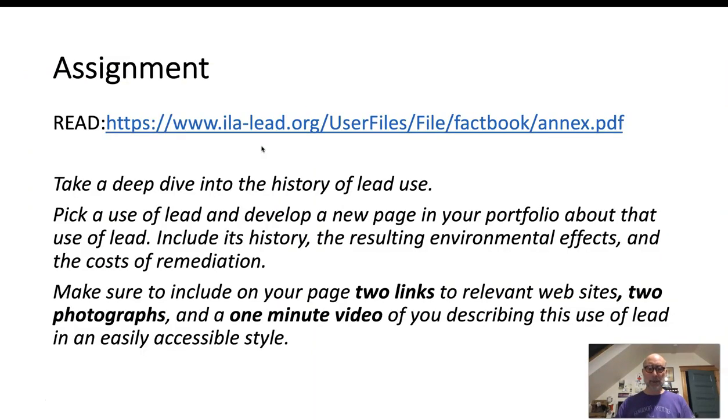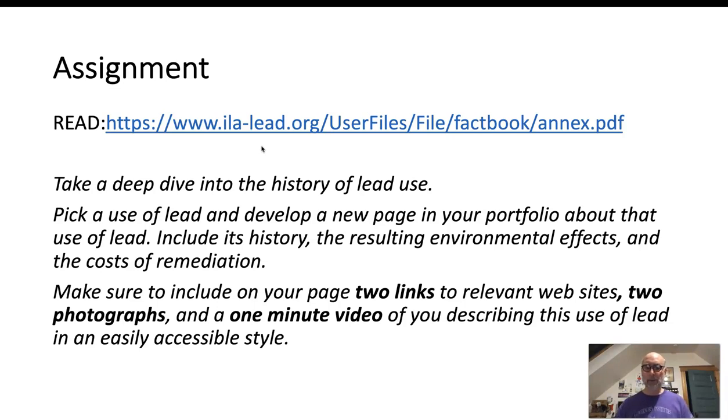Your assignments for today are here. We have a reading for you about the use of lead, and it's a pretty simple reading to go through and have a look at how it was used. And then we want you to take a deep dive into the history of lead use. We want you to pick one use of lead, and any one that I mentioned or any other one that you guys can find, totally fine. You don't have to pick anything particular, but pick one use of lead.